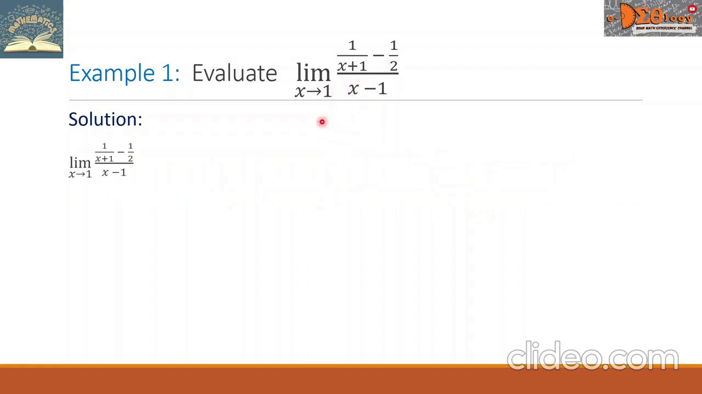We copy the problem down here. Note that in our numerator, it is a difference of two fractions, and in the denominator, it is the polynomial x minus 1. Let us first simplify our numerator. We can use the butterfly method.